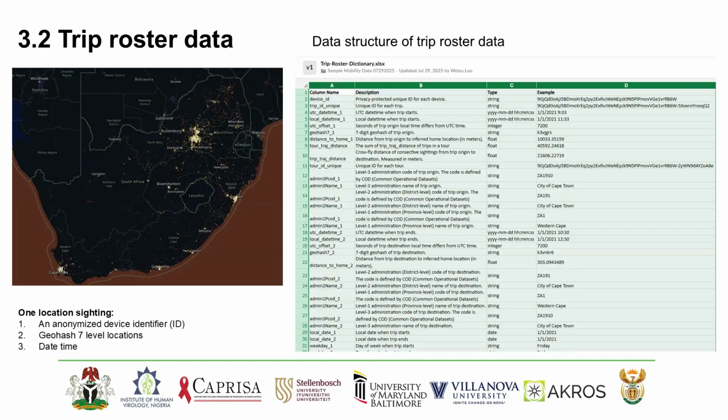On the right, we see a snapshot of the trip roster data dictionary. It includes variables like trip start time, trip distance, origin and destination coordinates, place names, and even operational day types. On the left, we see a spatial visualization of anonymized individual trips, here shown over South Africa.